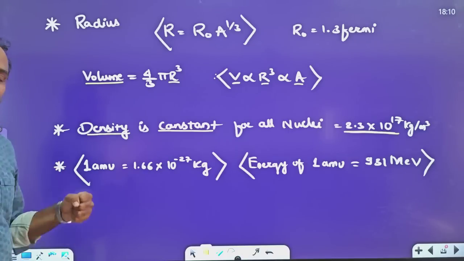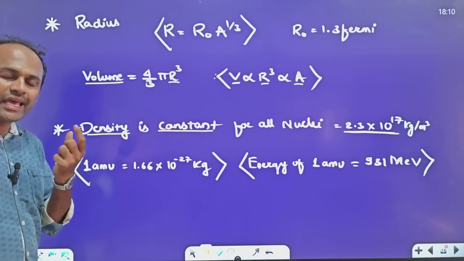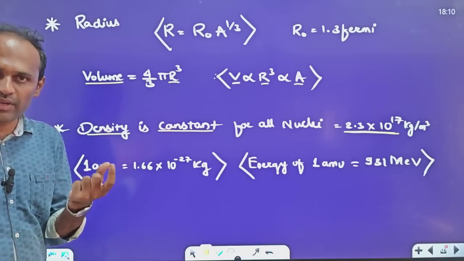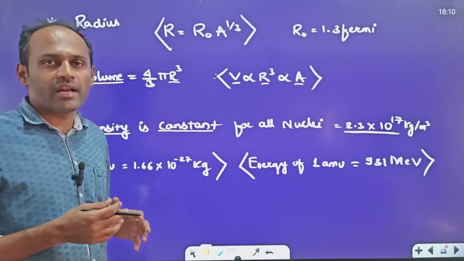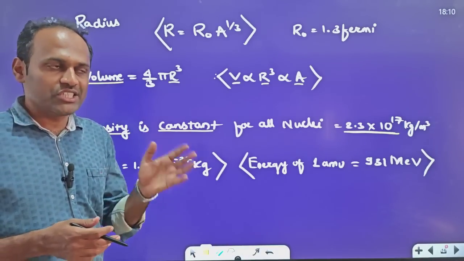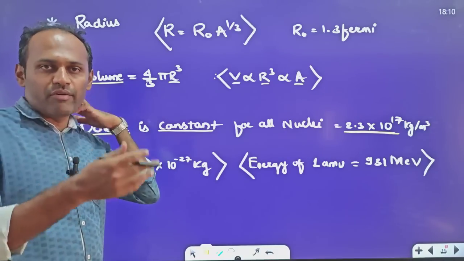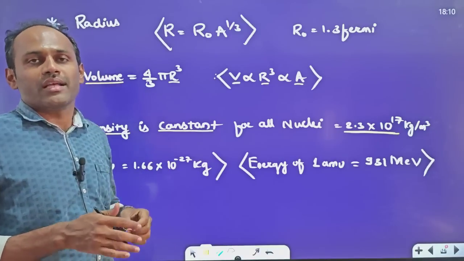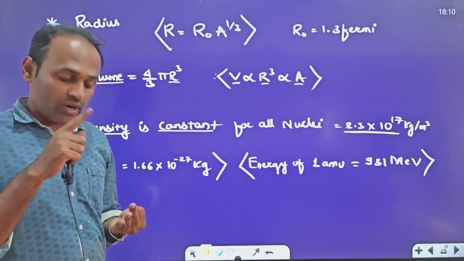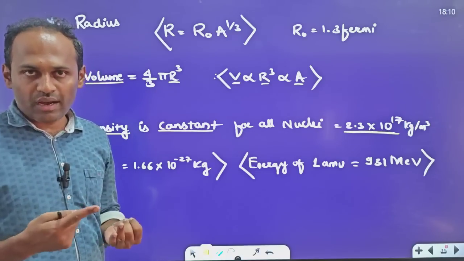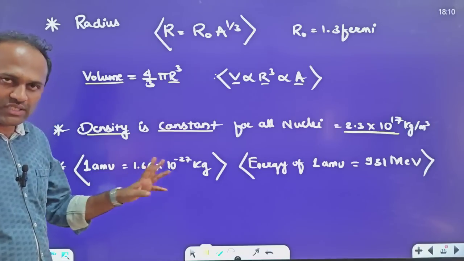Next, what is the mass of 1 AMU in kg? 1 atomic mass unit. See, AMU is the smallest unit of mass we use. When you go for intra-atomic particles, we cannot use the bigger units like kg, joule, meter, kilometer, for length, mass or energy, because they are very small quantities. That's why we use smaller units. For mass we use AMU, for energy we use electron volts, for distance we use Fermi or angstrom.